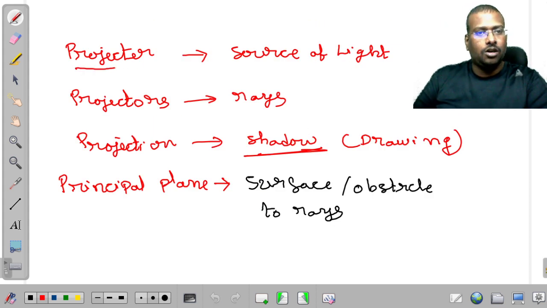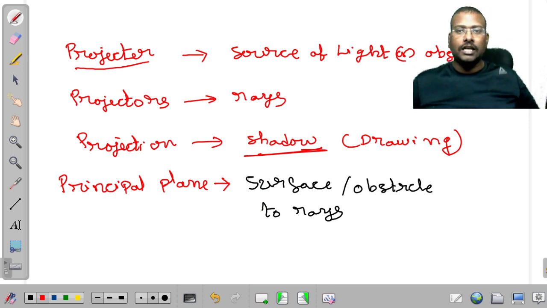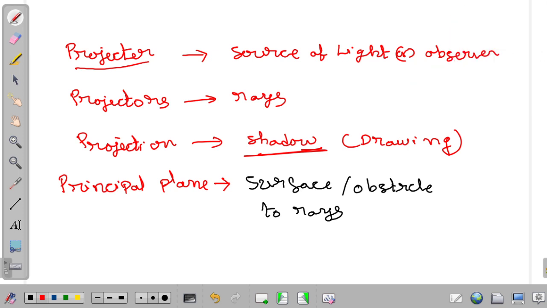That is projector. It is considered as a source of light or observer. Second one is projectors. The rays which are emitting from the source of light are called projectors, or the observer, what he is looking at. Whenever the light is there, then only he is able to observe it. Those rays are also called projectors.